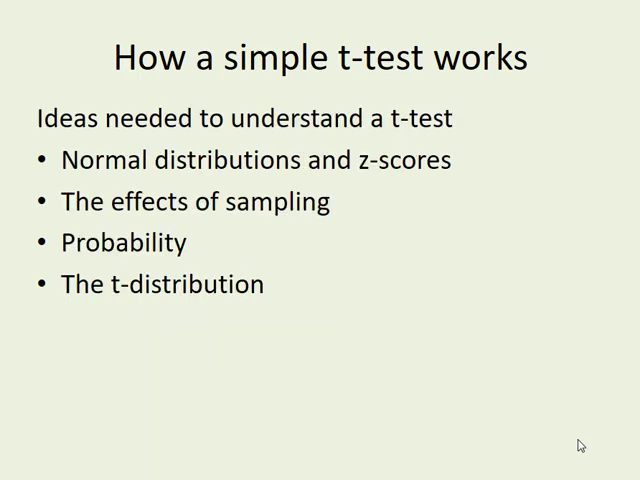So these are the ingredients or the ideas that you need to understand how a t-test works. You need to understand about the normal distribution and z-scores, as we started looking at in the previous lecture. And you need to know what happens when you sample. And by sampling, I mean when you go to an area, you don't talk to absolutely everybody. On the other hand, you don't just talk to one person. You need to know something about probability, because all the results are in terms of probability. And there's one more distribution, slightly different from the normal distribution, called the t-distribution, and that's why it's called a t-test. So in this short video, we look at the first two.